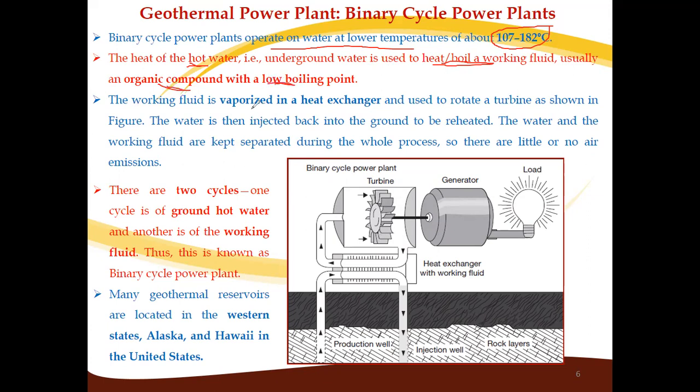So the working fluid gets vaporized in the heat exchanger, and that will be used to rotate the turbine, like a butane boiler. That will be vaporized at very low temperature. Similarly, there are other types of organic compounds which have a very low boiling point, so it becomes vaporized early. The water is then injected back into the ground and gets reheated, and the water and working fluid are kept separated during this whole process.